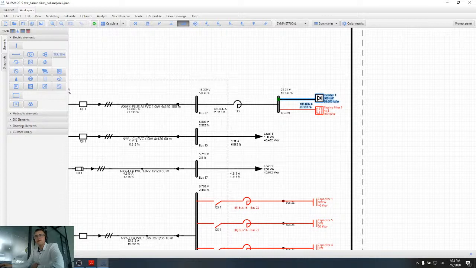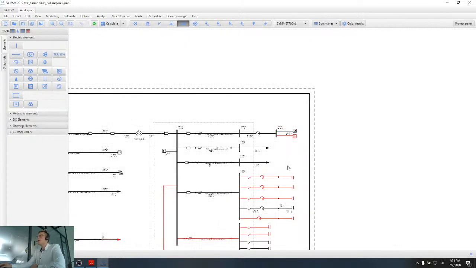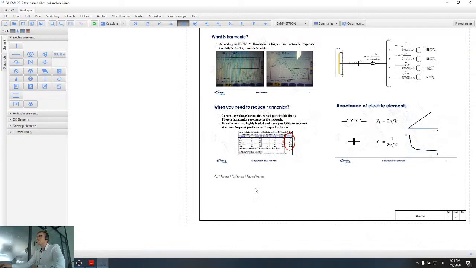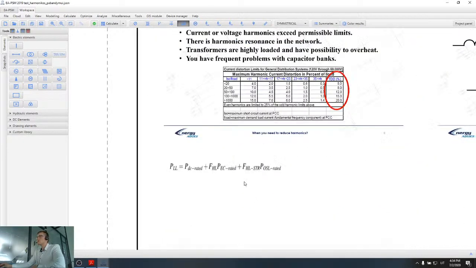Okay, so there are quite a lot of different questions. I see that some questions are repeating. There are some questions regarding eddy current losses. So one more thing that I would like to show inside the software is how eddy currents affect losses in the electrical network.